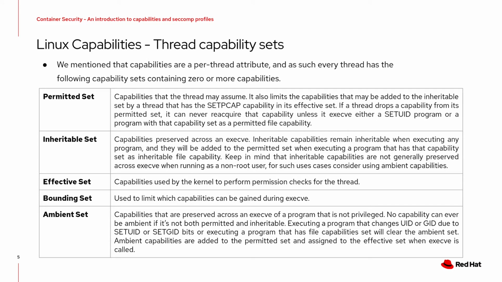As you can see here on the screen, there is a bunch of text. There are 5 capability sets. I don't want to get into too many details. We will see how they work during the demo. You just need to know that those capability sets are used by the kernel to run some permission checks, and depending on the configuration of the different sets, your process will be able to get some capabilities or not.